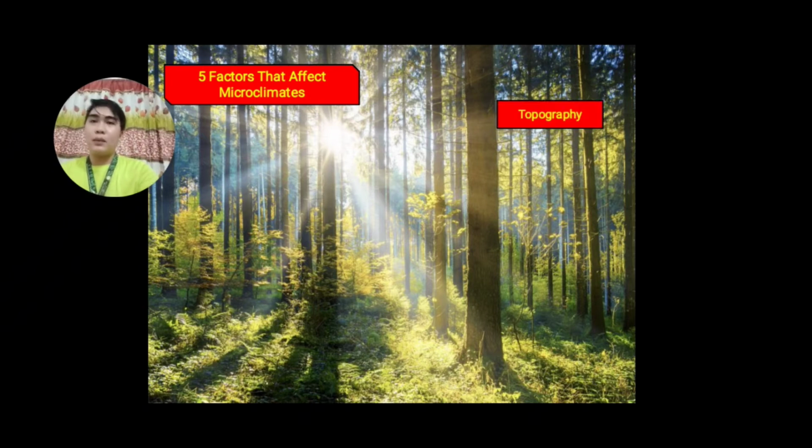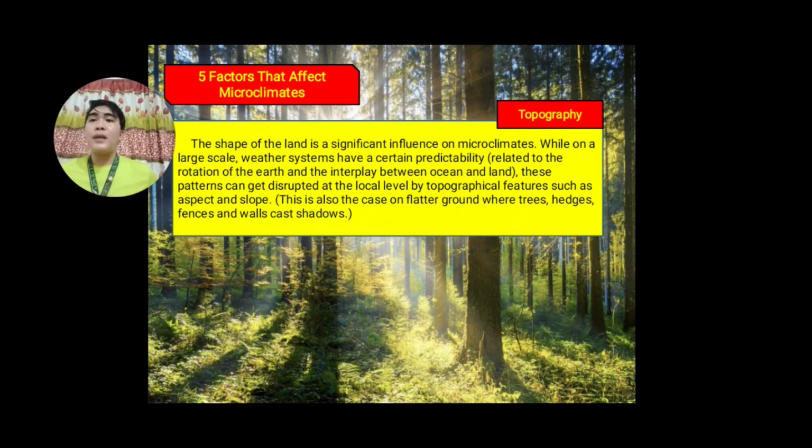First, we have the topography. The shape of the land is a significant influence on microclimate. The land area is very significant to the microclimate. Even if the area is small, medium, or large, the microclimate is still present.